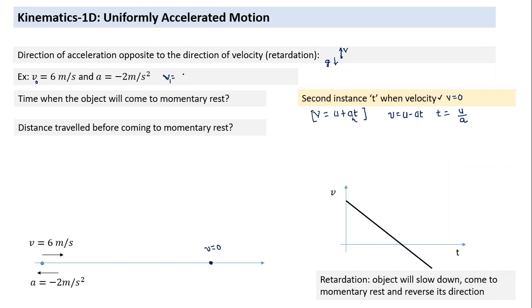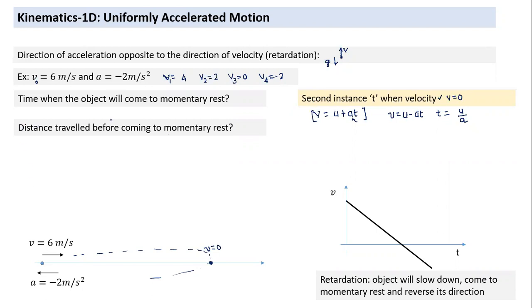It will become 4 meters per second. At time equal to 2 seconds, it will become 2 meters per second. At 3 seconds, it will become 0. And at 4 seconds, it will become minus 2. It means it starts traveling in the backward direction. That's why it will move like this, and after 3 seconds it reverses and starts traveling in the backward direction.